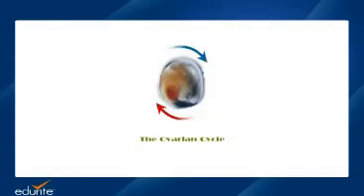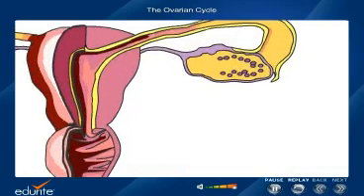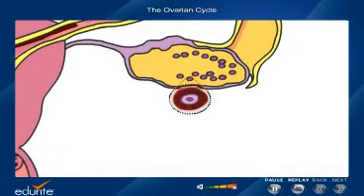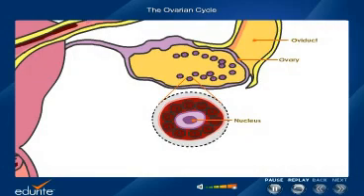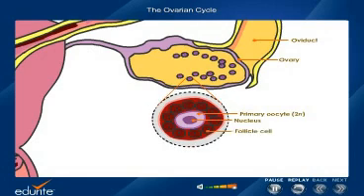The ovarian cycle. At sexual maturity, each of a woman's ovaries contain about 2 lakh immature eggs, called primary oocytes. A primary oocyte is diploid, 2N, and is arrested in prophase 1 of meiosis. A layer of follicle cells surrounds each primary oocyte. Together, an oocyte and its follicle cells make up a follicle.